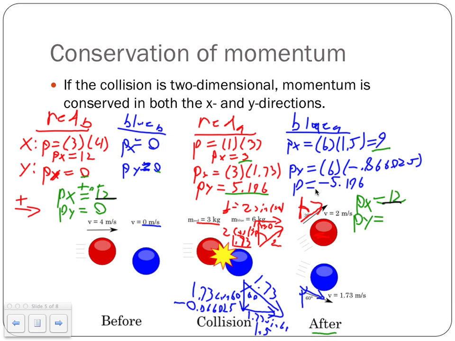The blue ball had a total momentum of negative 5.196. The total momentum in the y direction is 0, and so the original total momentum in the y direction is 0. Final total momentum in the y direction is 0. And so you can see that momentum is conserved both in the x and in the y direction for a physical case like the one that we have right here.